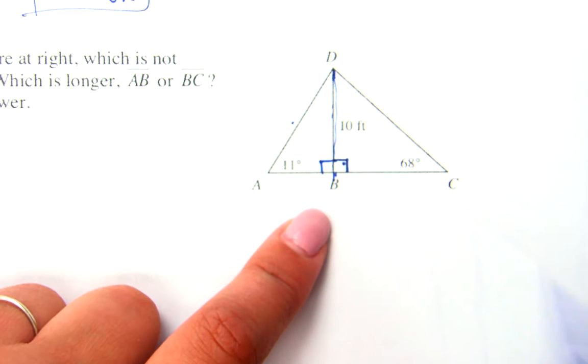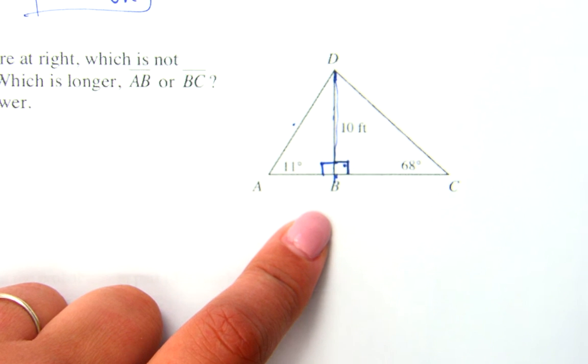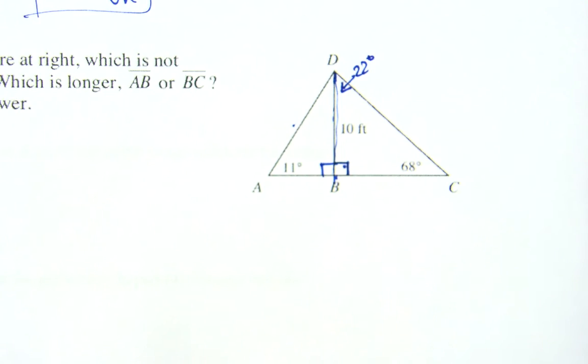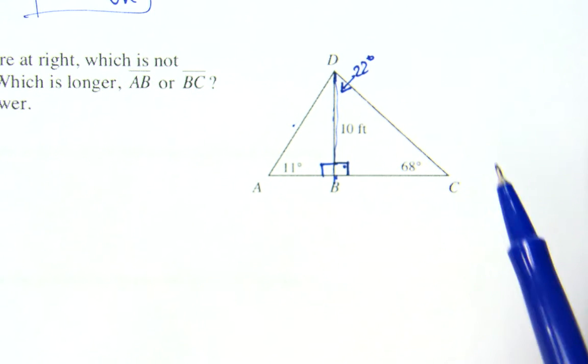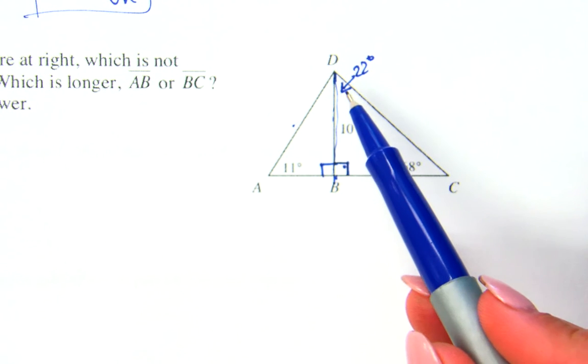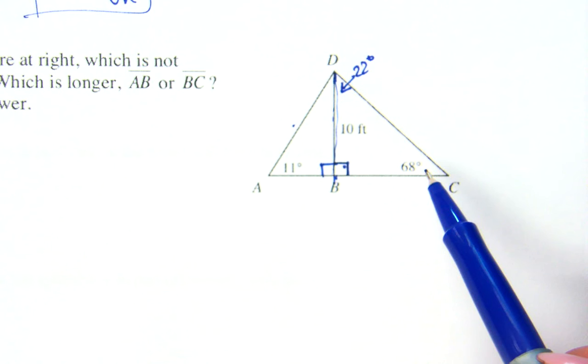This is 90, that's 68, so I got to figure out what the top one is. Top one's going to be 22 degrees. This one right here is 22 degrees. Okay, so that means in the triangle over here, if that's 22 degrees, then that's 68.